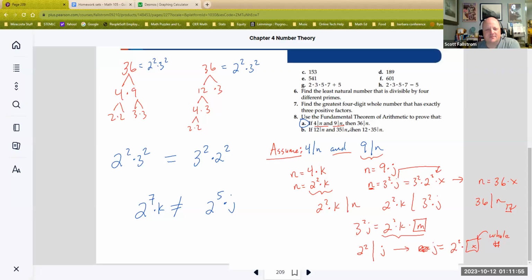It looks like part B is very, very similar. It just doesn't have perfect squares, but that doesn't matter. It's the exact same argument. Now you're just asking, what do I do with 12? So 12 has to divide n, whatever n is, which means n has to be some multiple of 12, but it also has to be a multiple of 35, and 35 is just 5 times 7. So I know it has to include all of those factors, which would include 2 squared times 3 and 5 times 7. That gives you the 12 and the 35 there.